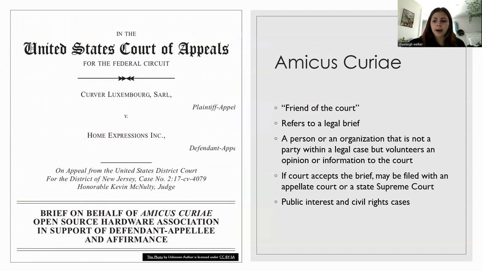Amicus curiae means friend of the court in Latin, and it's used to refer to a legal brief, a person or an organization that is not a party within a legal case, but volunteers an opinion or information to the court. If you've ever heard of the Innocence Project, they are a party that will put themselves in a case. And also, if the court accepts the brief, it may be filed with an appellate court or the state Supreme Court. There is often public interest in civil rights cases.